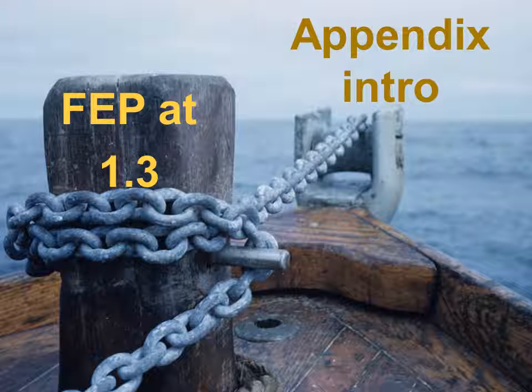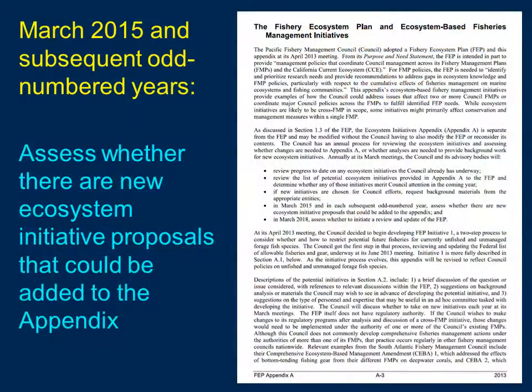Section 1.3 of the Fishery Ecosystem Plan describes the Council's annual process to review its progress on ecosystem initiatives at its March meetings. This process is also described in the introduction to the plan's appendix, which you will find on page A3 of the appendix. The Fishery Ecosystem Plan itself is not scheduled for a review until March 2018, but the appendix may be reviewed and updated at the Council's March meetings in odd-numbered years.